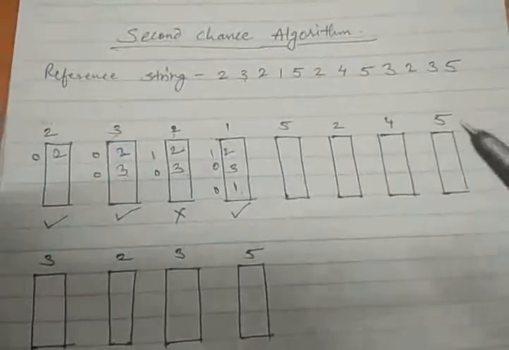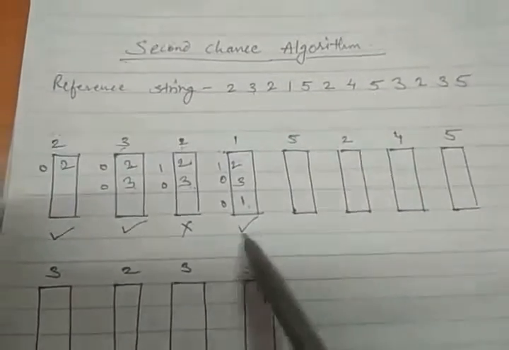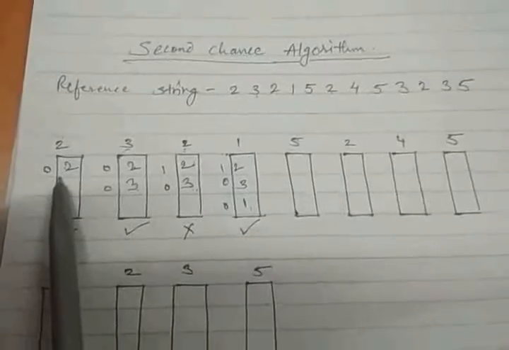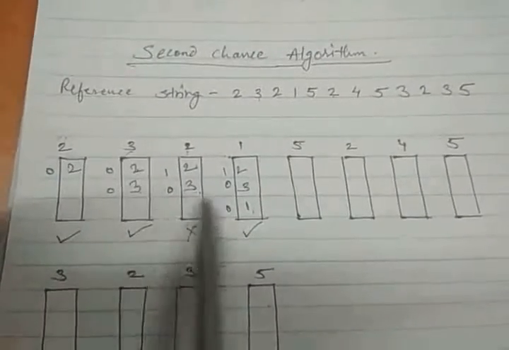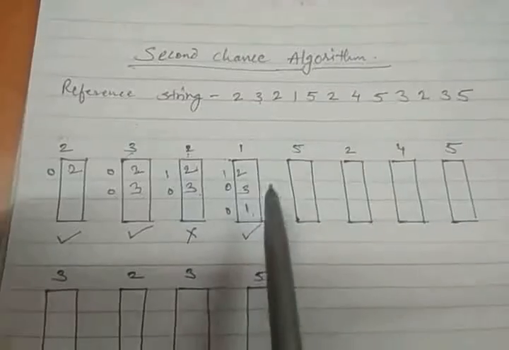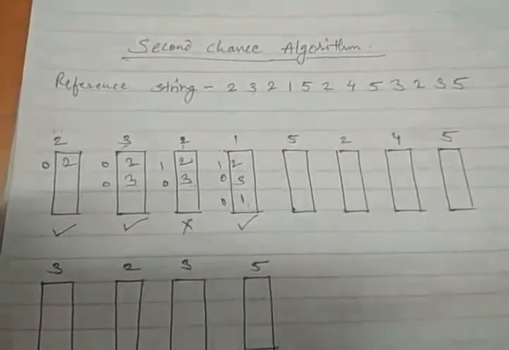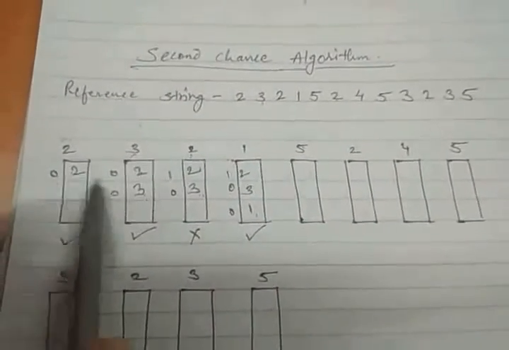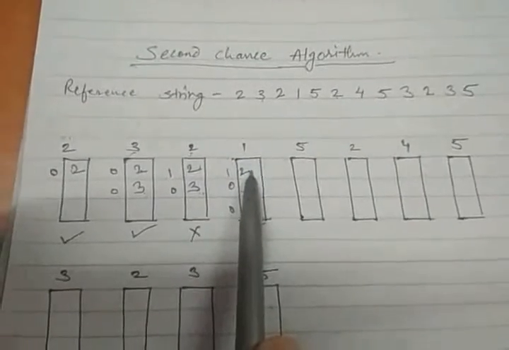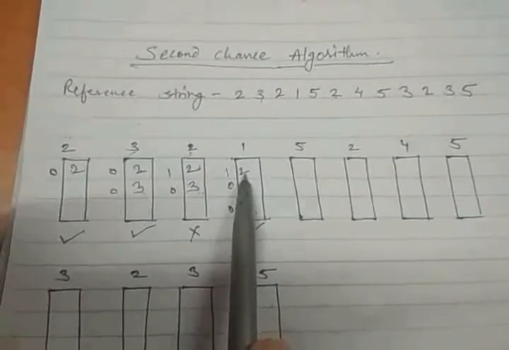What the FIFO says is first in, first out. In this one, if you look at the values, you will find that 2 came earliest, then 3, and the most recent is 1. So which value is there for the replacement? Actually, as per the FIFO, the value 2 is the oldest one, or it came at the first place, so 2 has to be replaced.